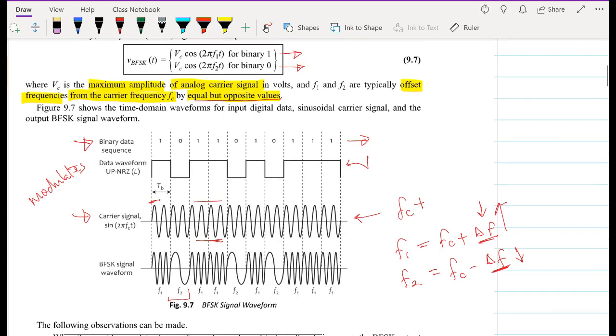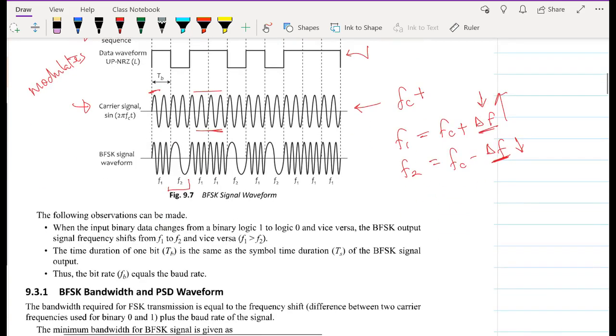This figure shows the time domain waveform for the input digital data, the sinusoidal carrier signal, which is this one, and then the output BFSK signal, or binary frequency shift keying signal. It is quite clear that the lower frequency, F2, represents the binary 0, and the higher frequency, F1, represents the binary 1. There are some observations we can make: when the input data changes from binary logic 0 to logic 1 and vice versa, the BFSK output shifts between F1 and F2.